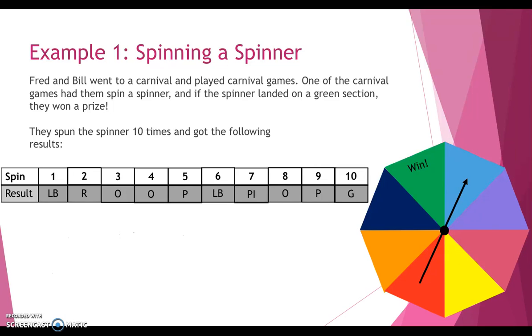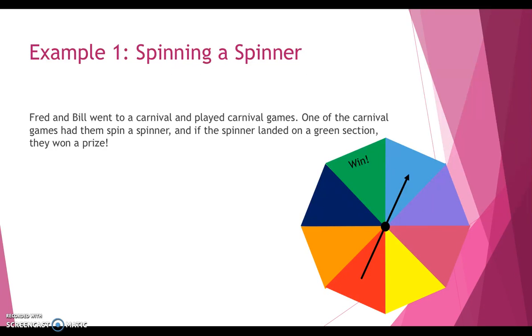So the experimental probability of winning was 1 out of 10. Out of the 10 trials that they conducted, they only got green once. Now let's compare the theoretical probability and the experimental probability.